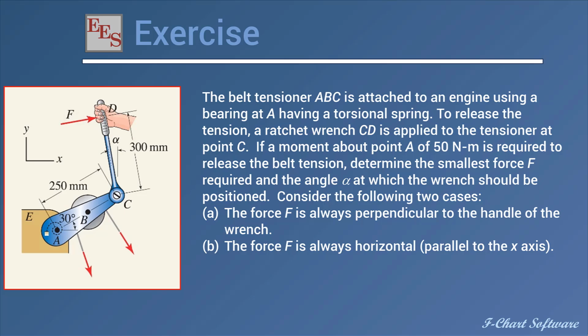So you can see some dimensions. You can see the wrench is 300 millimeters long. Alpha is this angle that we're going to figure out. The tensioner is 250 millimeters long, and then its angle relative to the x-axis is 30 degrees.